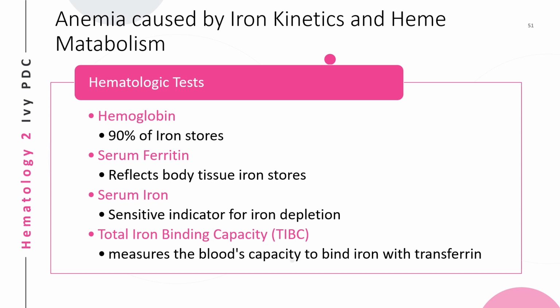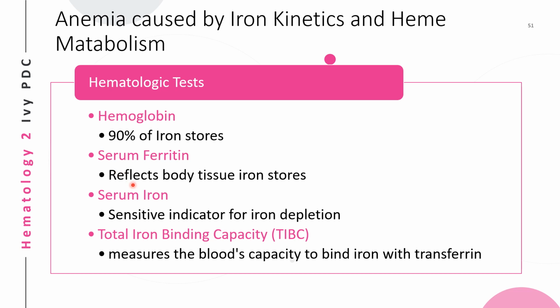The hematologic tests to determine the types of anemia by iron kinetics are as follows. We can use hemoglobin, serum ferritin, serum iron, and total iron binding capacity. Hemoglobin is where about 90% of the iron stores are stored. So a decrease in the iron stores would indicate a decrease in hemoglobin.